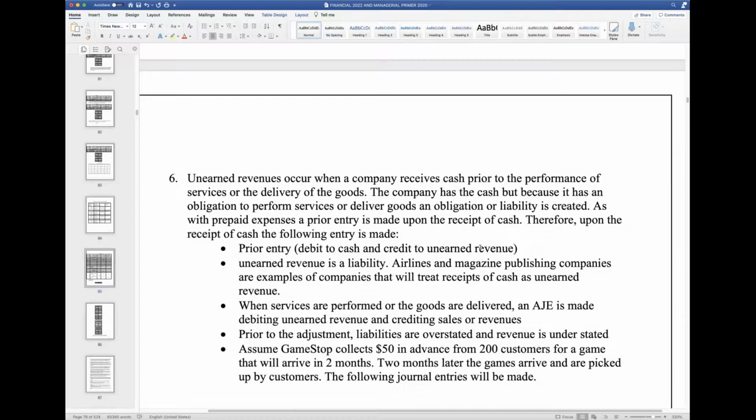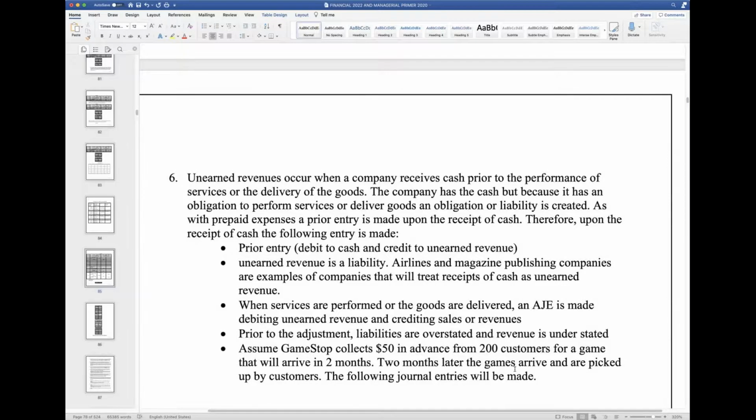Unearned income. That's a liability. That's right, because when GameStop gets your money, they haven't earned the revenue until they deliver the item. So airlines, magazine companies, they will get your money and be very happy with it, and they debit cash and credit unearned revenue, and then they attempt to perform the services, and then the income is earned. But until they do the work, they owe you the money back, so it's a liability.